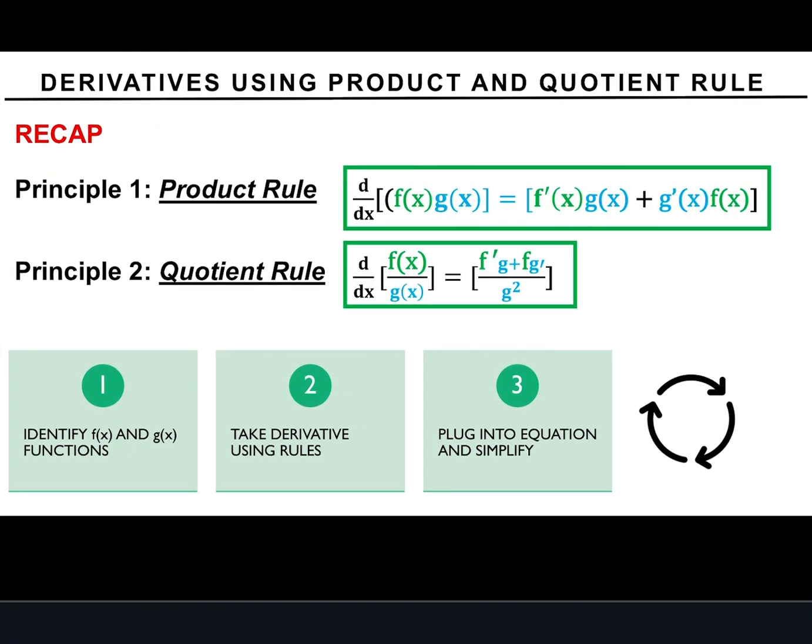So as a recap of what we did today, we're going to have to use power rule and chain rule with a combination, either product rule or quotient rule, of taking different derivatives. So our steps are always going to be identify our f and g functions, take the derivatives using the rules, and plug into the equation and simplify.